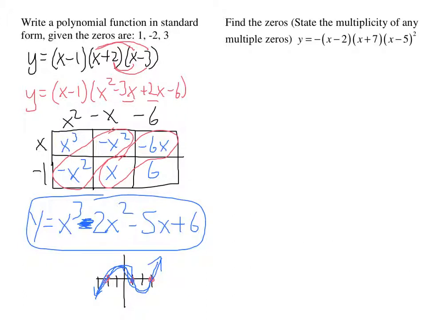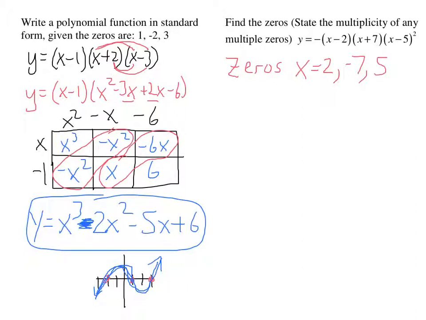All right. Find the zeros and state the multiplicity of the multiple zeros. So, can you tell your zeros are right here? There's 3 of them. So my zeros, it's a pretty quick question actually. My zeros are x equals, all right, what's the opposite of -2? So that's +2. The opposite of 7 is -7. And the opposite of -5 is?